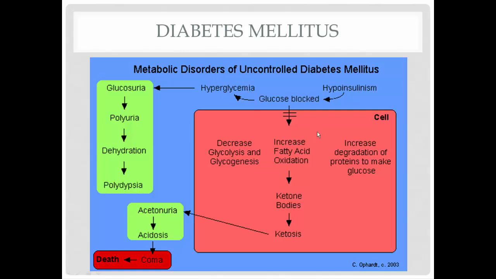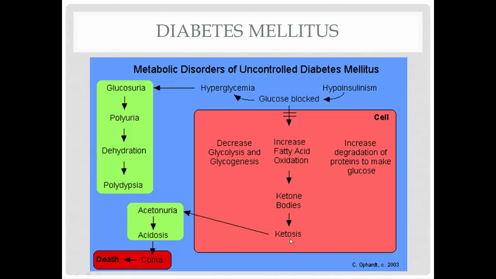Now, what's going on inside the cells, if they're not getting sugar, then they're going to break down fatty acids. Because there's no sugar, you have to decrease glycolysis and glycogenesis, and so you're going to end up using fatty acids or even proteins as an energy source. When you use fatty acids as an energy source, you end up with ketone bodies. Those ketone bodies cause what's called ketosis.